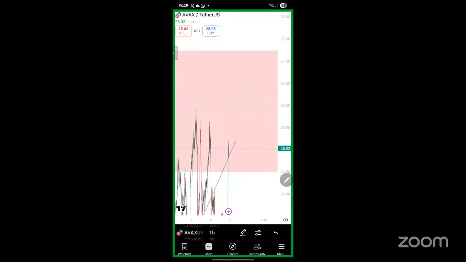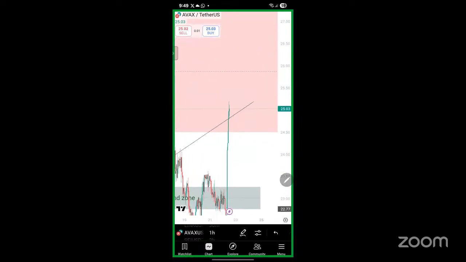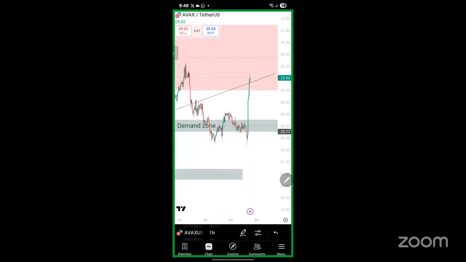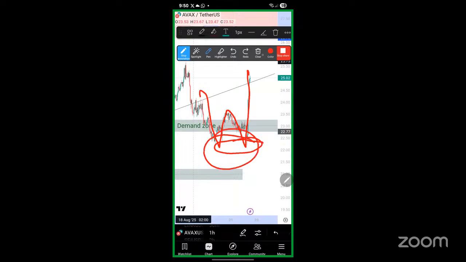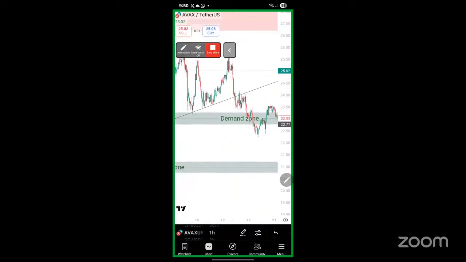Look at this coin here. Look at this coin, AVAX. Look at it. This one seemed to be a double bottom, but not so much really. You can see. It seemed a double bottom, but not so much really. You understand? However you are finding double bottoms.